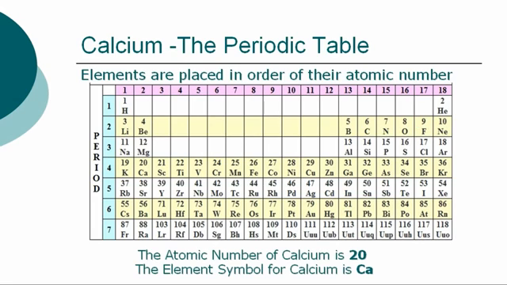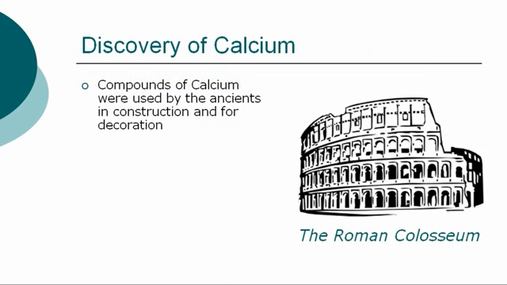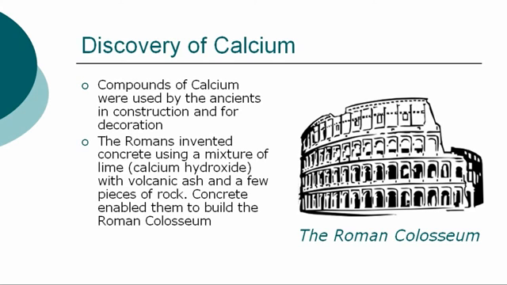The atomic number of calcium is 20. The element symbol for calcium is Ca. Compounds of calcium, such as limestone, chalk, marble, and gypsum plaster, have been used in construction and for decoration since antiquity. The ancient Romans discovered concrete by combining a mixture of lime, calcium hydroxide, with volcanic ash and a few pieces of rock. Without concrete, fabulous Roman buildings such as the Pantheon and the Colosseum could not have been built.